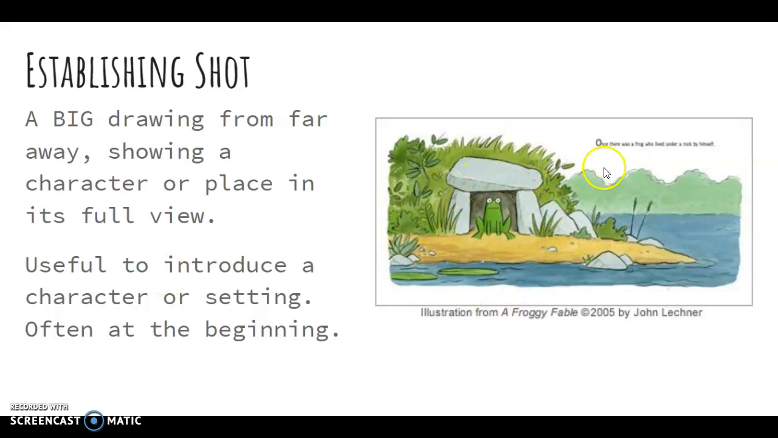This one is definitely at the beginning. It says, once there was a frog who lived under a rock by himself. We can see the entire frog. We can see his entire rock that he lives in. We can see his entire world, and that nobody lives next to him. It's good in that it establishes who he is and where he is. Sometimes they happen in the middle if your character goes to a new place and you need to see what that place looks like.